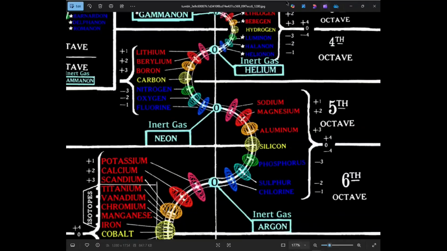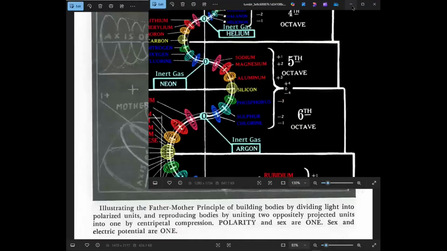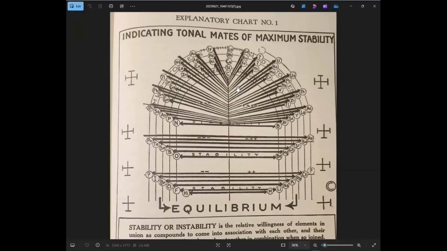All right, so now let's move on to another slide. Okay, so this is Russell's explanatory chart number 1. And he really is starting to get into chemistry, you know, which is appropriate. If we're going to be talking about valence, we're going to talk about chemistry a little bit and how the elements come together.